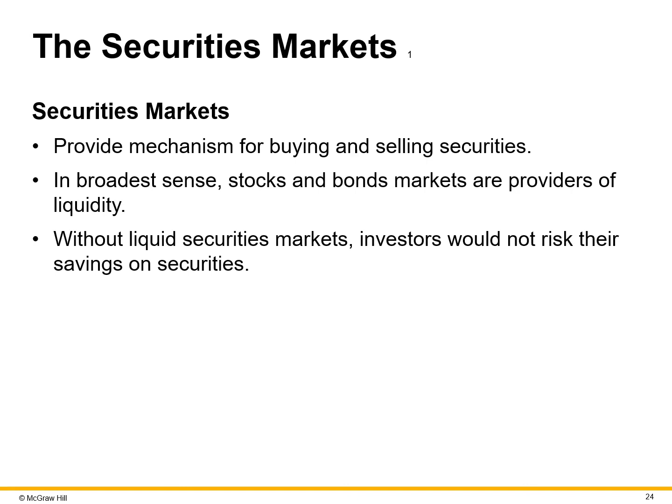Security markets provide the mechanism for buying and selling securities. Liquidity is the ability to turn the securities into cash. Secondary markets permit the trading of previously issued securities. Secondary market trades may take place on organized exchanges or in what is known as over-the-counter markets.